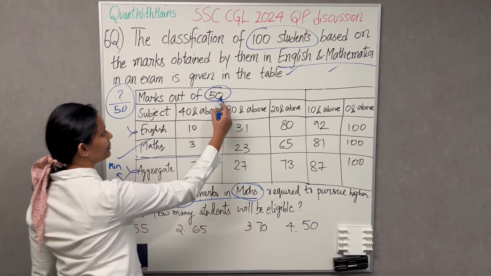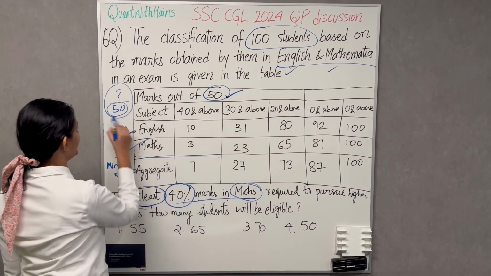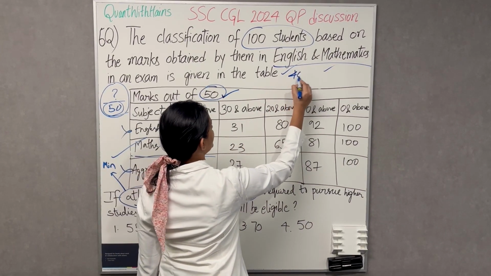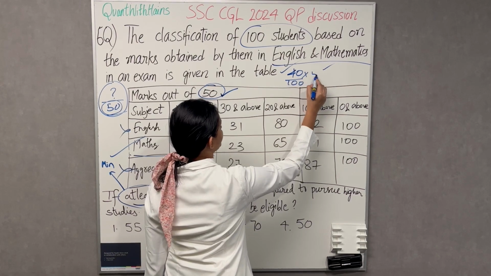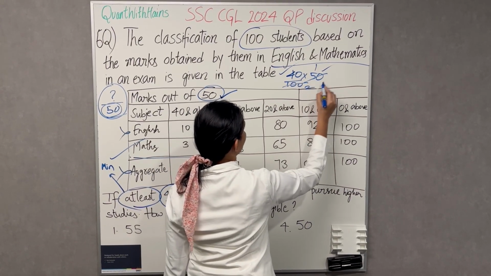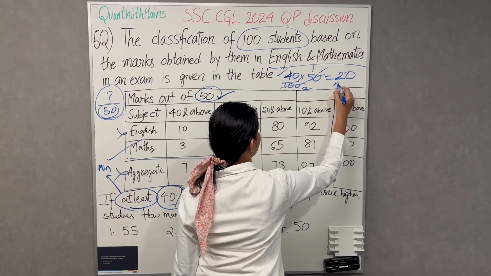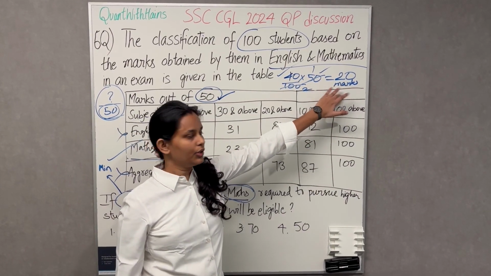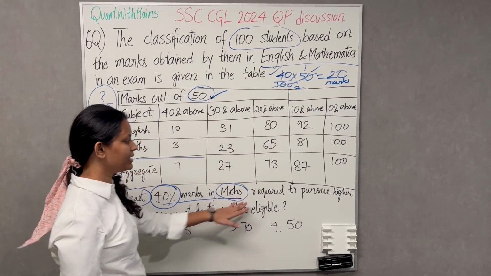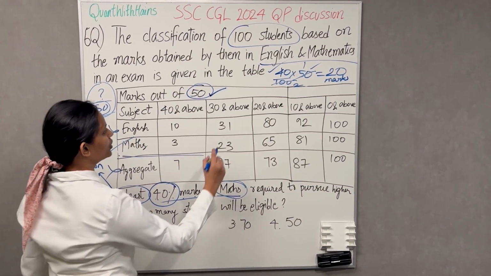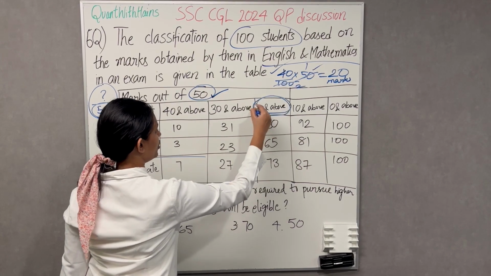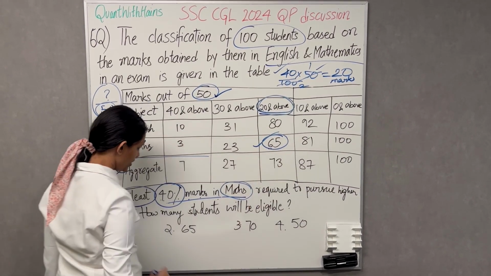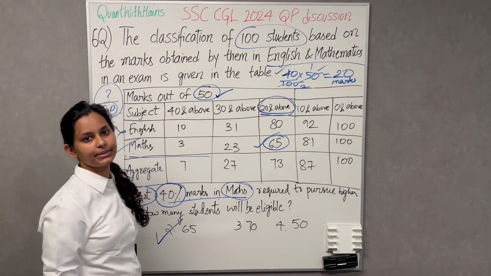Here the information is given with respect to 50. 40% is required. That means 40% of 50. 40 by 2 is 20. So 20 marks he or she should get at minimum to qualify to be eligible for higher studies. So 20 and above, this row, but in mathematics the number of students is 65. So option 2 is our answer.